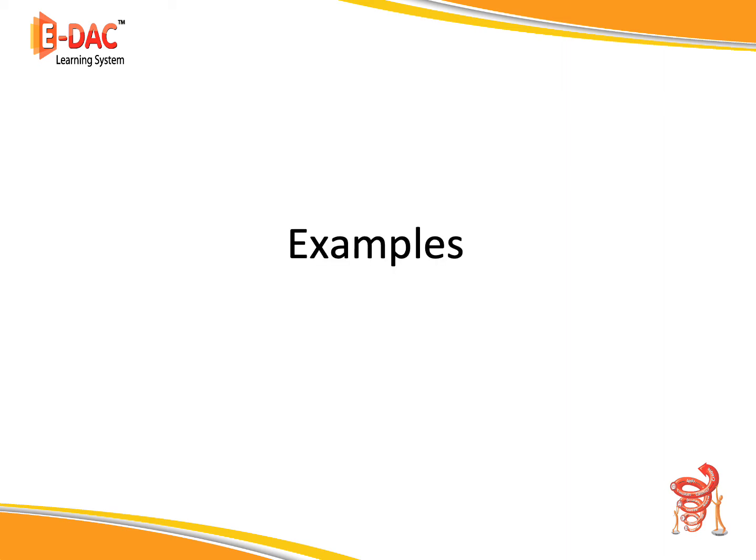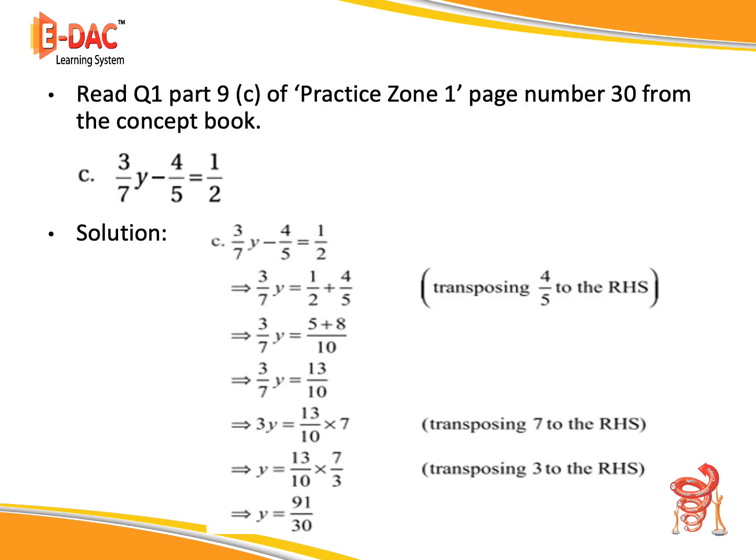Let's have a look at some more examples. Read question 1, part 9C of practice zone 1, page number 30 from the concept book. So the question is 3 by 7y minus 4 by 5 equals 1 by 2. Here you have to find out the value of y. You can now pause this video and see what different steps have been taken in this question to find out the value of y. You may pause the video now.